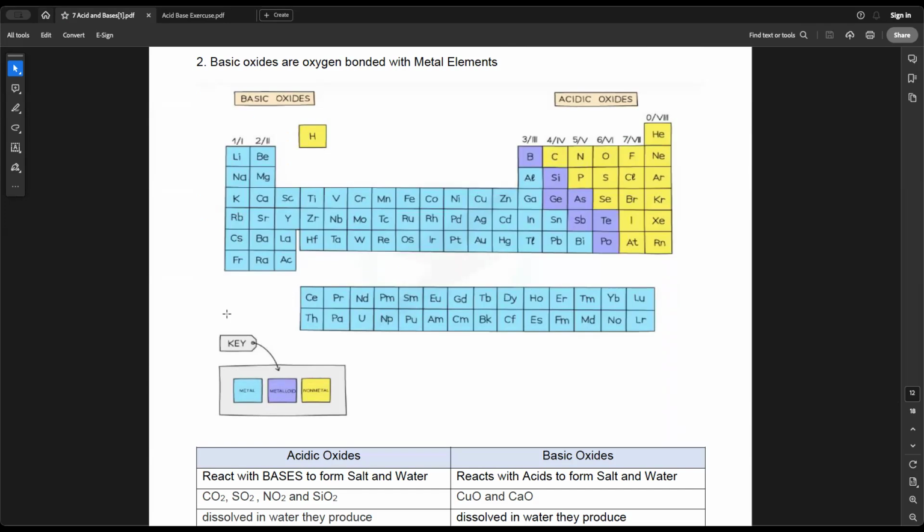The purple one, ignore. Yeah, we call it copper hydroxide. Copper hydroxide.